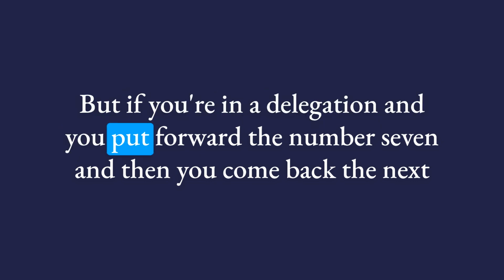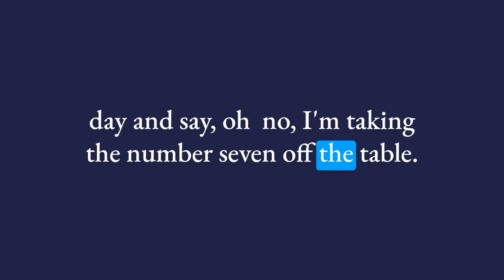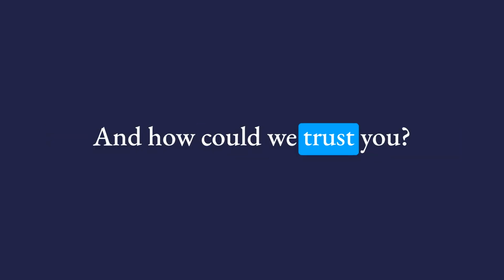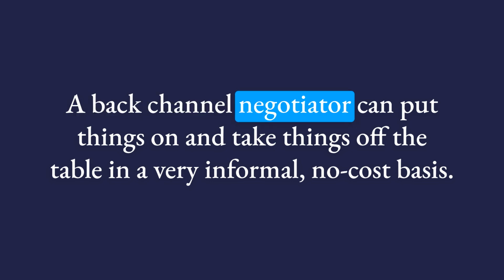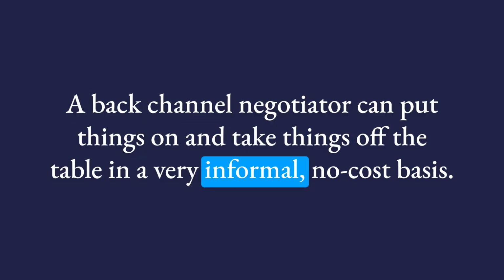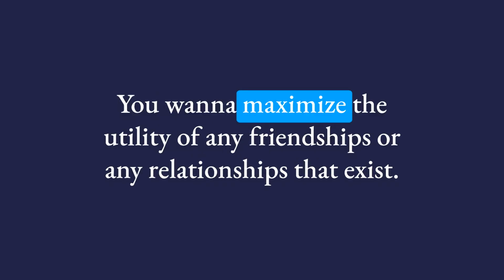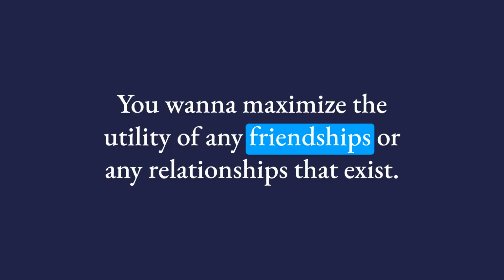Okay, no worries, mate. But if you're in a delegation and you put forward the number 7, and then you come back the next day and say, oh, no, I'm taking the number 7 off the table. I was just kidding. Oh, bad faith. And aren't you serious? And how can we trust you? But a back channel negotiator can put things on and take things off the table in a very informal, no-cost basis. It is risky because everyone's going to think there's some conspiracy going on. There's some selling out going on. But you need that. You want to maximize the utility of any friendships or any relationships that exist.